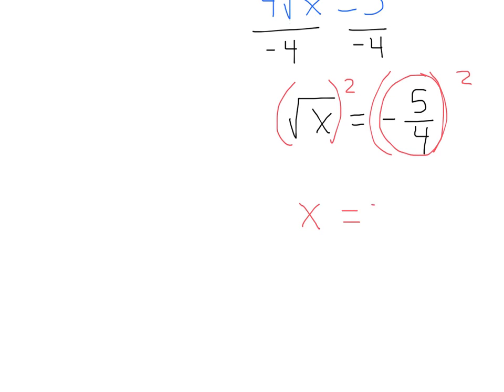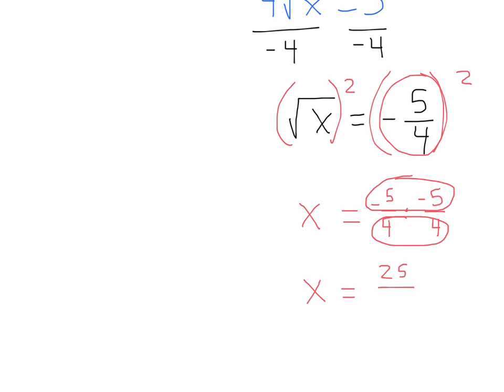So squaring it means I'm multiplying it by itself. So I'm doing negative 5 over 4 times negative 5 over 4. And when you multiply fractions, you just multiply the top times the top, which gives me 25, and the bottom times the bottom. You do not have to have like denominators when you multiply fractions. And so your answer is x equals 25 over 16.